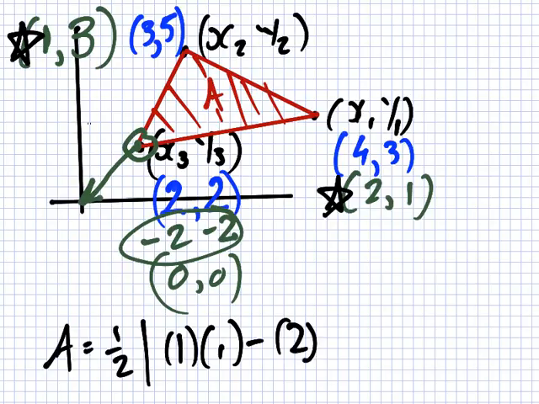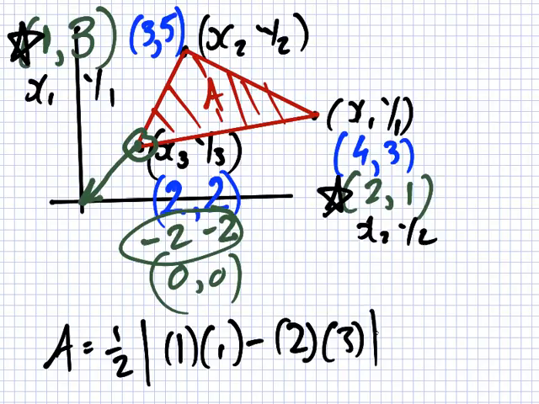Sorry, I messed that up. This is x1, y1. This is x2, y2. So what is it? x1, y2 minus x2, y1. I think I have it. That's 2.5 in total, is it? 2.5. Well, 2.5. Okay.